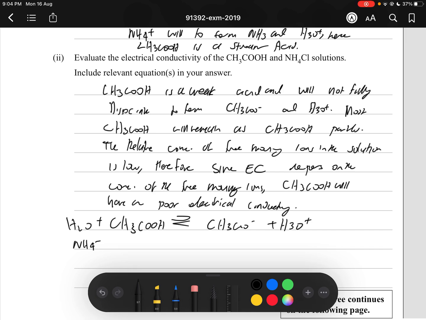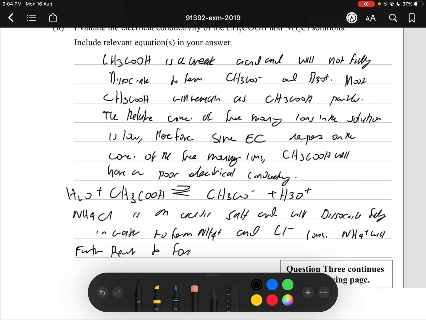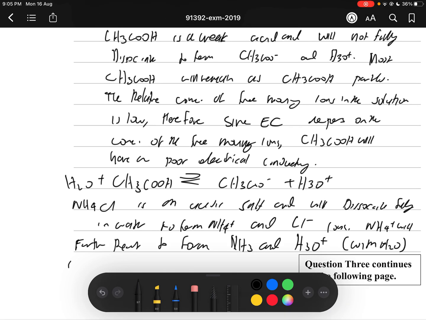So we can say NH4Cl is an acidic salt and will dissociate fully, or dissolve fully, in water to form NH4 plus ions and Cl minus ions. So we can say NH4 plus will further react with water to form NH3 and hydronium ions. However, the overall ion concentration is still high.